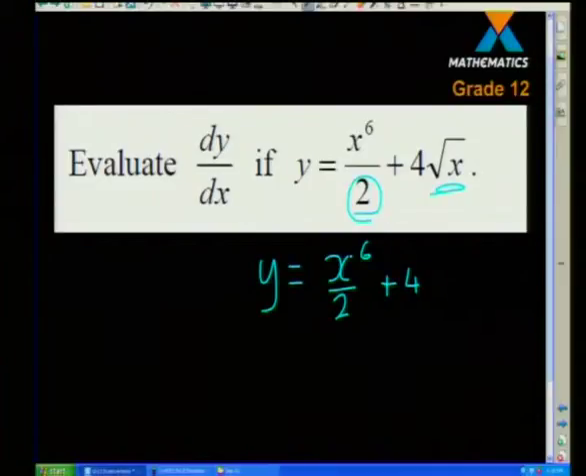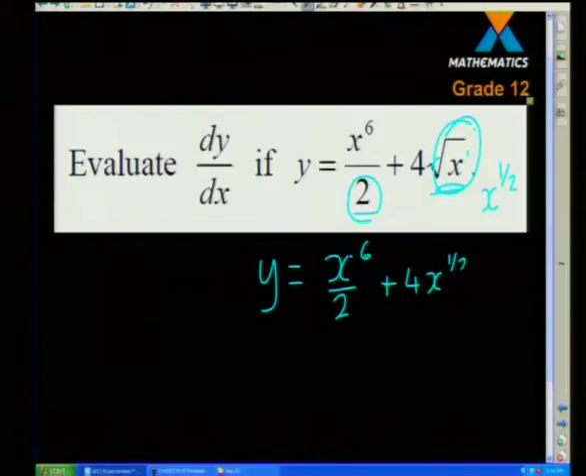Now remember, from exponent laws, if I want to take root of x out of the root sign, it's going to be x to the power whatever's inside the square root divided by that power there. So it's going to be x to the power of 1 over 2. Okay, so this is going to be 4 times x to the power of a half.